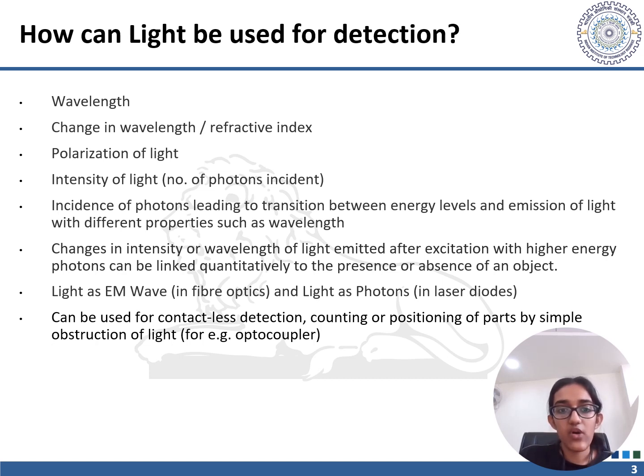So light can be used for contactless detection, counting, or positioning of paths by simple obstruction. If we have light incident on an object and then we obstruct the light, that can be considered as detection, or we can use it for counting. One example of this is the optocoupler, wherein we have an LED, and on obstructing the light incident from the LED, this obstruction is converted into an electrical signal which is detected, and we can use this for counting purposes.